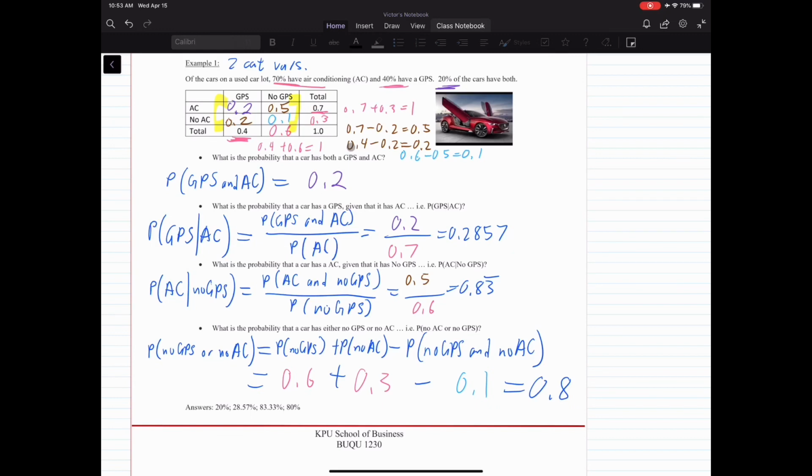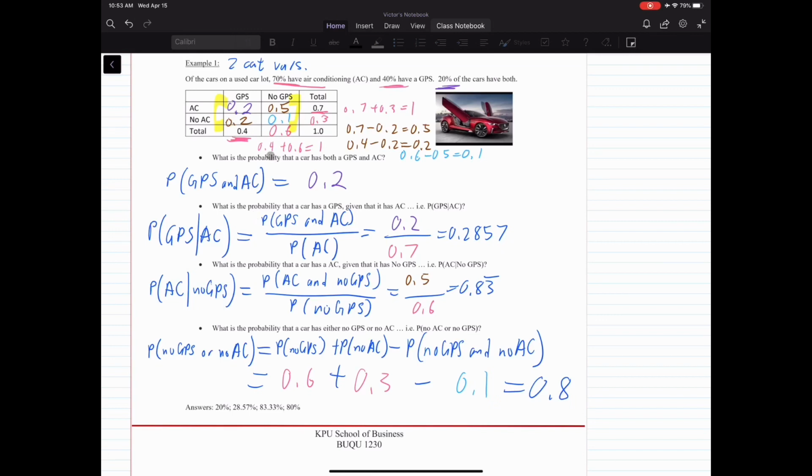Once we have filled out these three numbers, we can solve for the marginal probabilities first. Everything has to add up to 100%. We know that 70% of the cars have AC, so 30% of the cars will have no AC, because 70% plus 30% has to add up to 100%, which is all the cars in the market. So 0.7 plus 0.3 equals 100%.